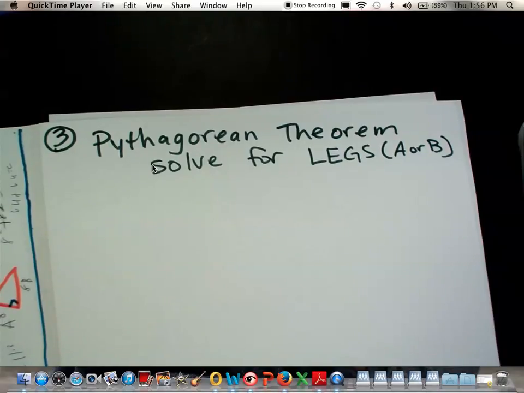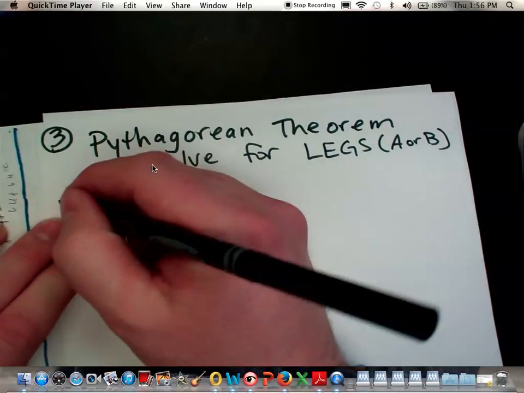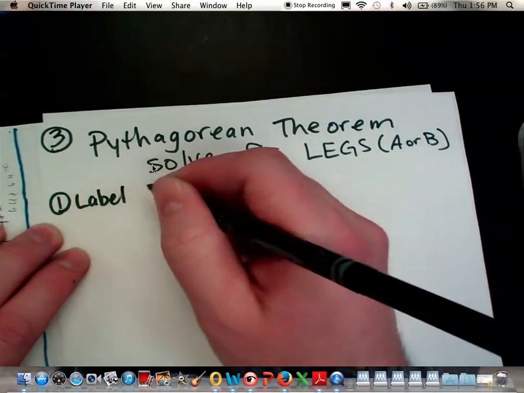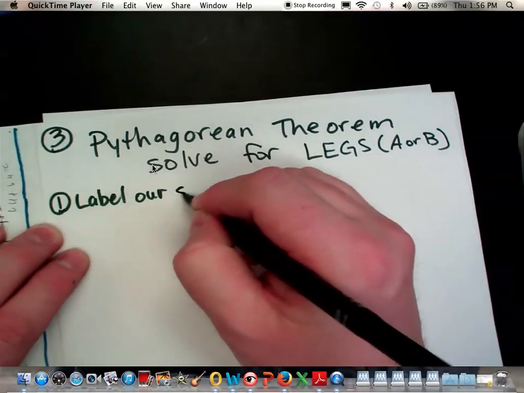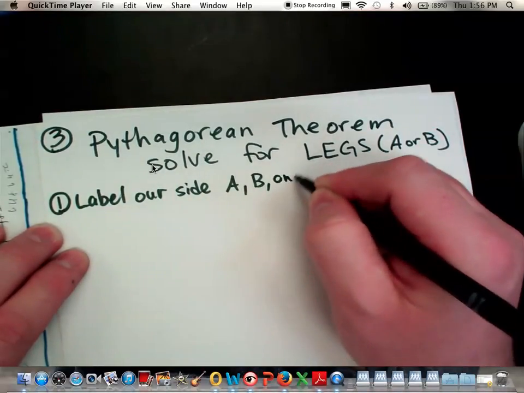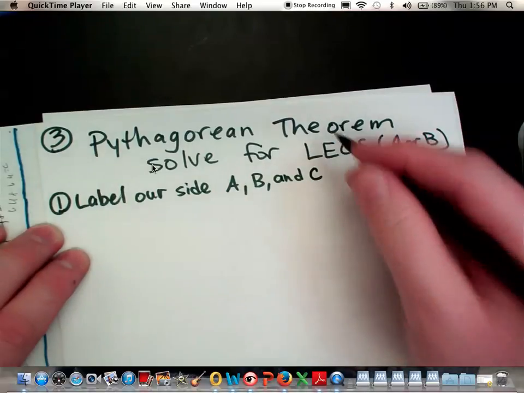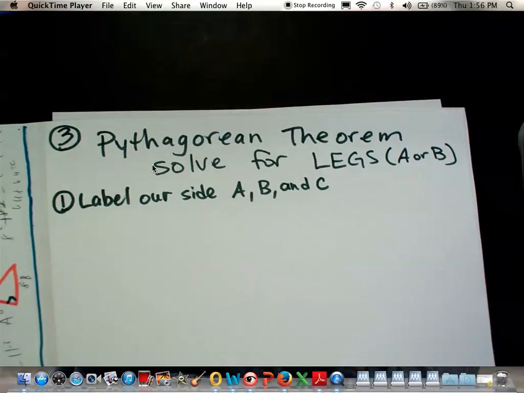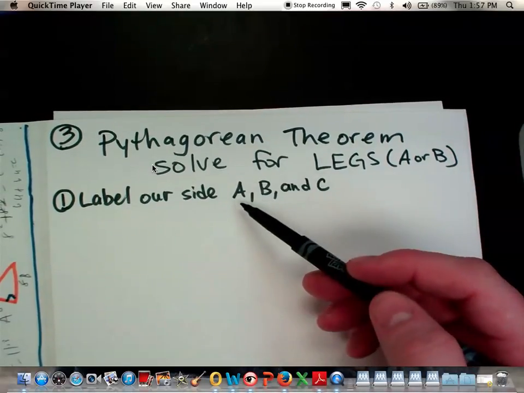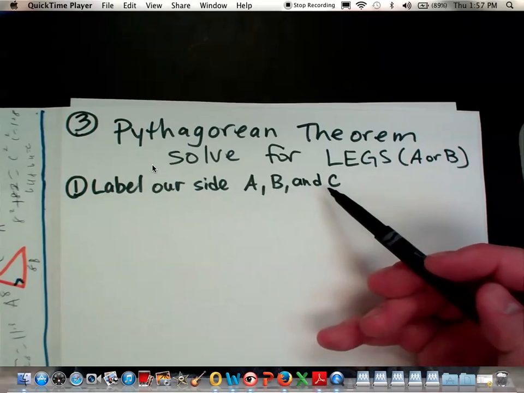So here's our first step that we're going to use. Step number 1. Same thing. We're going to label our sides A, B, and C. We're going to label our triangle A, B, and C. And if you get confused, if you don't know what to label A, B, and C, remember, A and B are your legs, the C is your hypotenuse.